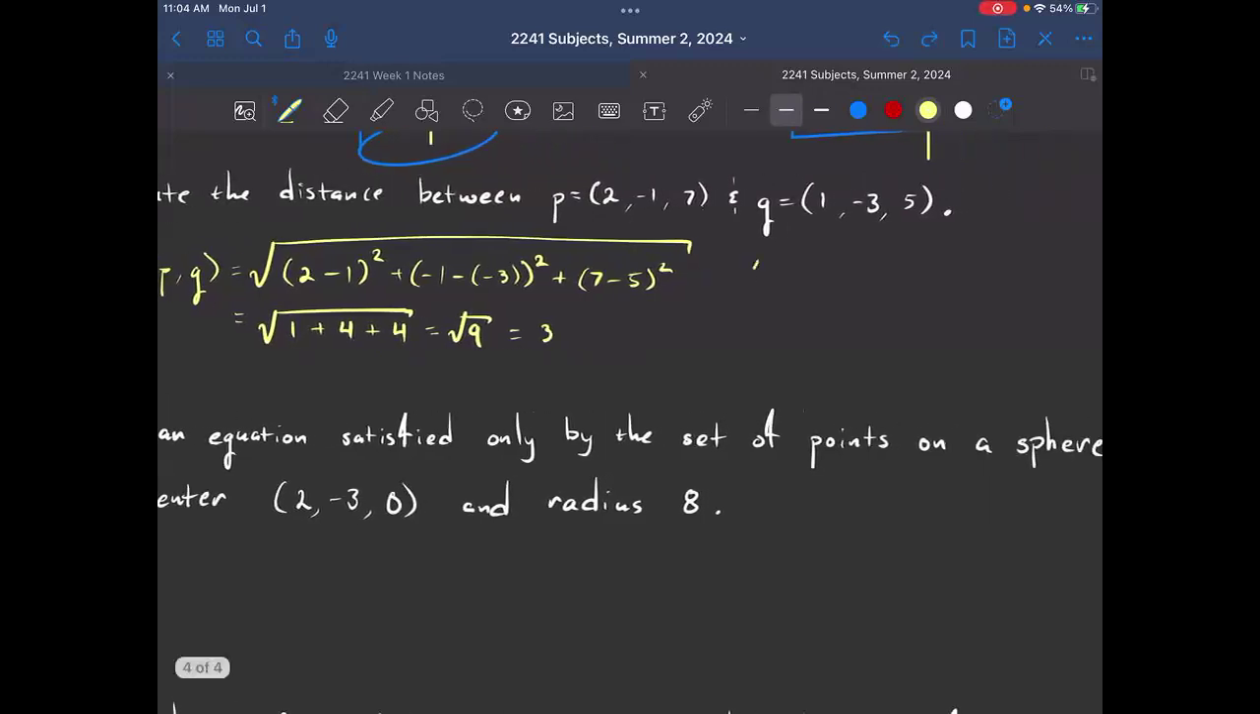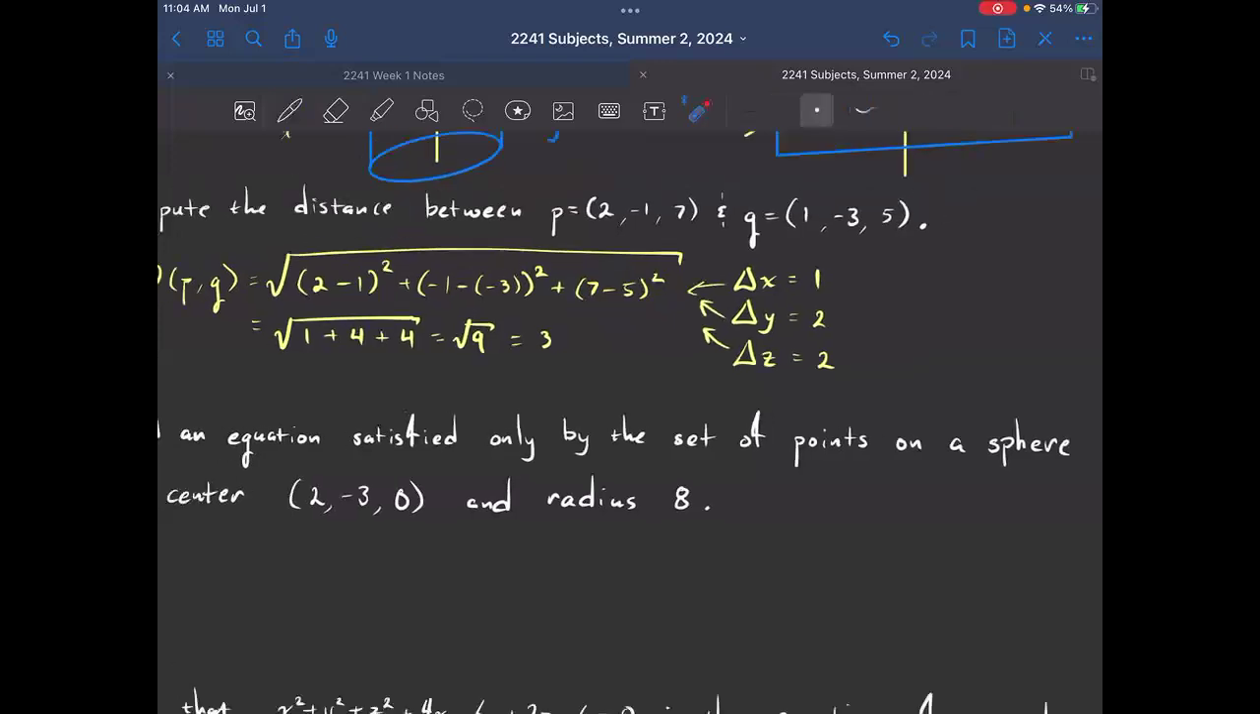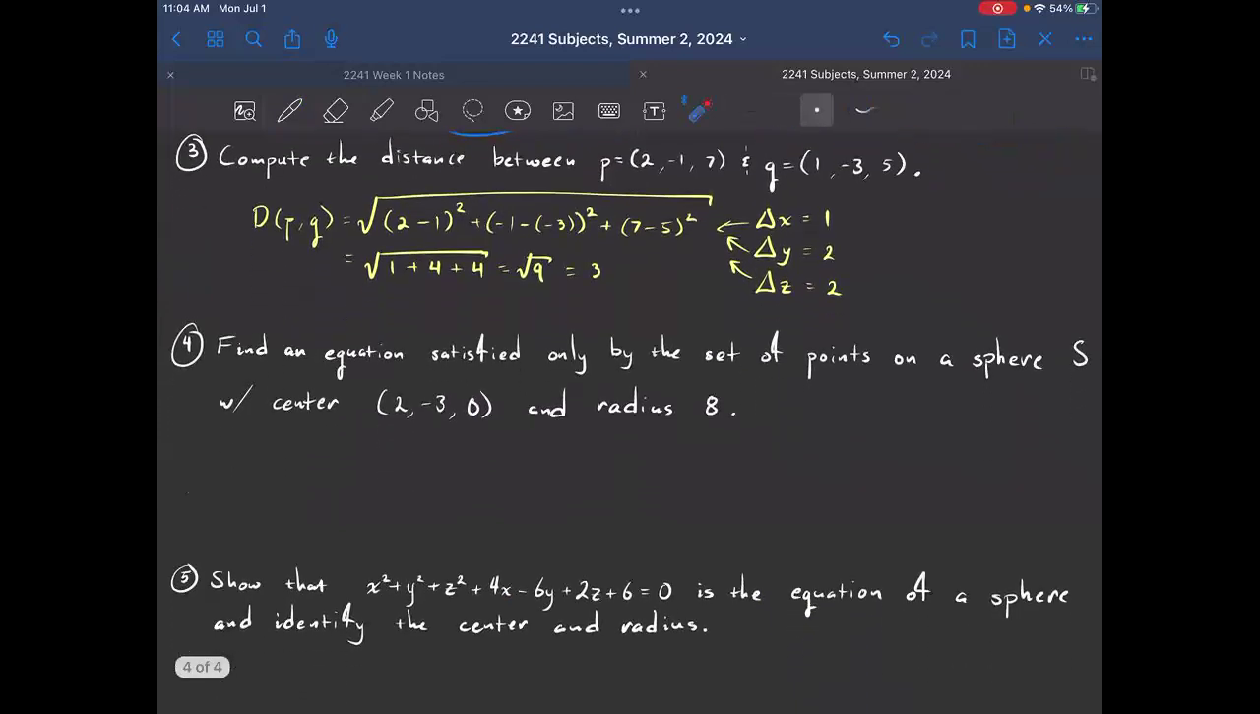Another way that you could have done this, if you wanted, just to make things a little bit cleaner, is to write out delta x, delta y, and delta z. This would have been 1, 2, and 2. And then you just square those directly in the formula. So you put them here, here, and here, respectively. All right, so that's a pretty quick one.